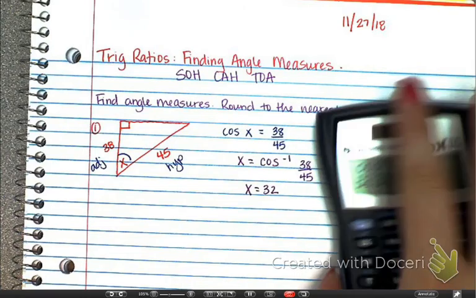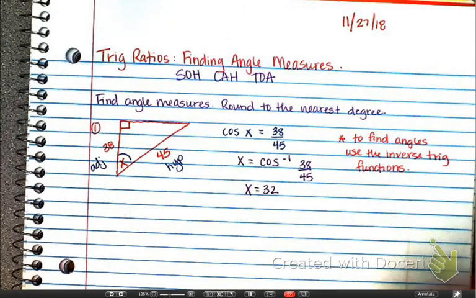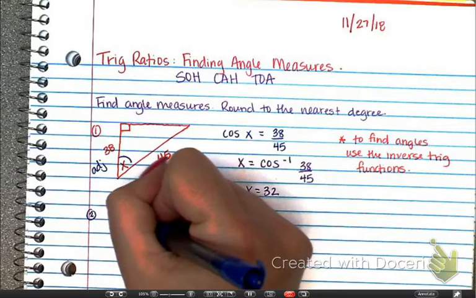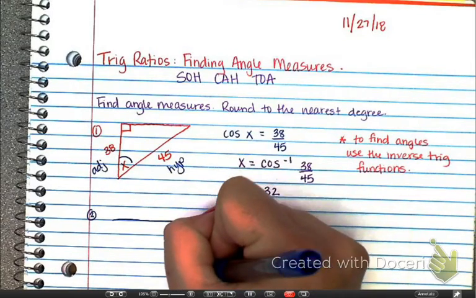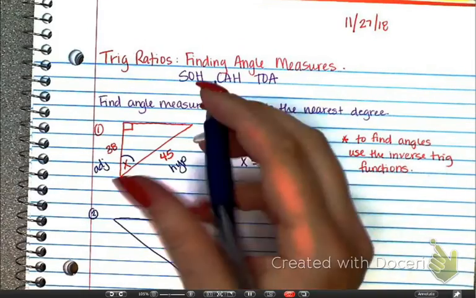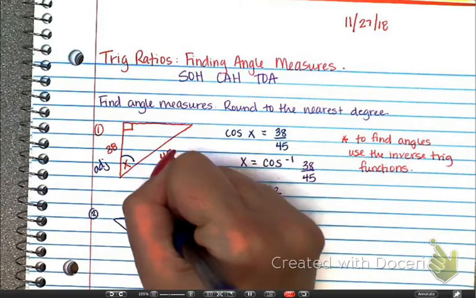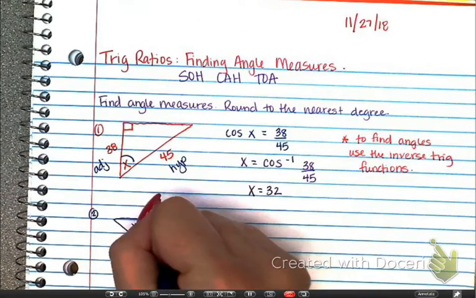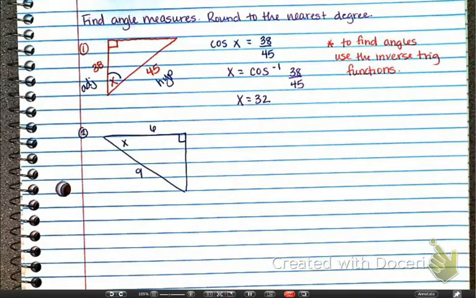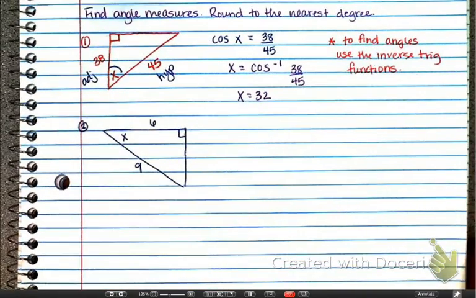Okay. So let's try another one. I'm just going to do one more together, and then I'm going to have you try a couple. The big thing is being able to identify whether you're solving for a side length or an angle. Okay, but we should know hopefully the difference between sides and angles.